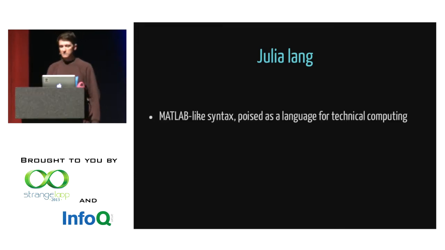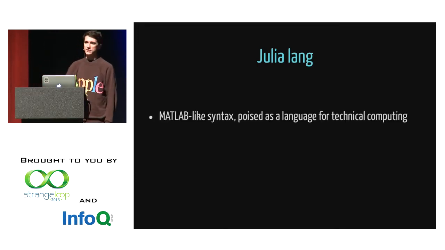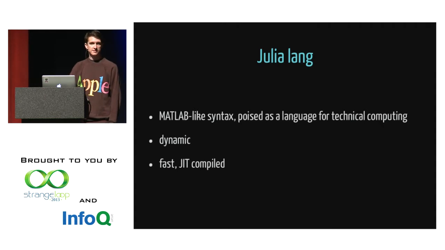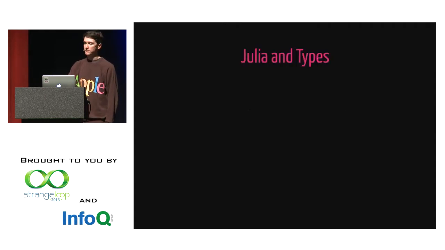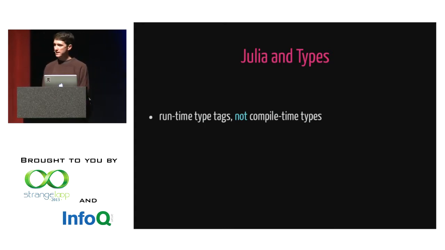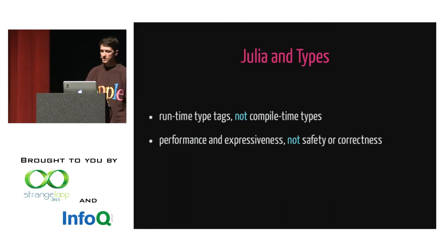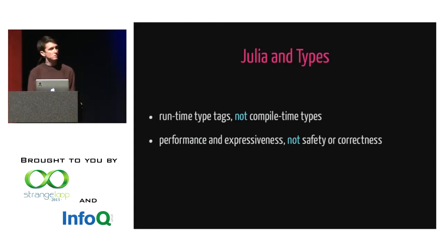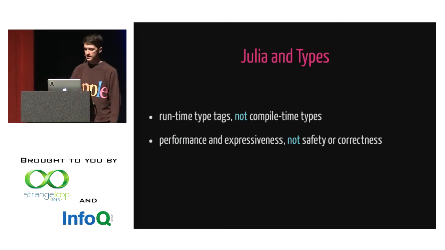So Julia has MATLAB-like syntax, and it's poised as a language for technical computing, but I think it's a lot more general than that. Julia is a dynamic language, but it's also fast and has a nice JIT compiler. And Julia also has types. Now, the type theory pedants among us would want me to point out that what Julia has are runtime type tags, not compile time types, and that Julia types are used for performance and expressiveness as opposed to safety or correctness, as you'd see in a language like Haskell.